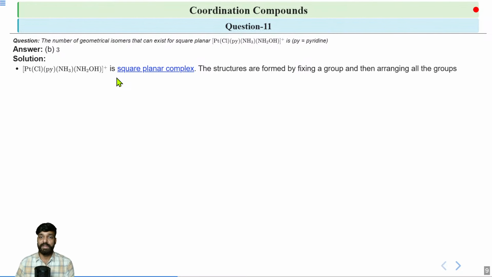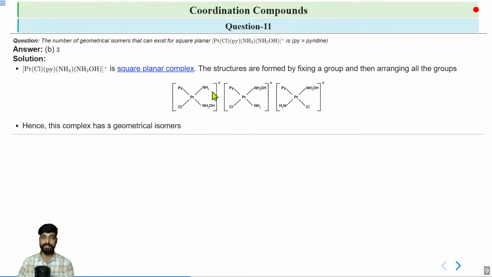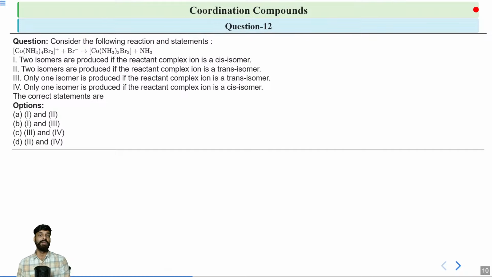And what are those three geometrical isomers? Again, you will use the same phenomenon. You will keep one of them constant and try to rotate the other three. So one is NH2OH, then NH3, and then Cl, and hence you will get your three geometrical isomers. If you are doing it for your practice, try to draw the geometrical isomers also. Next question.